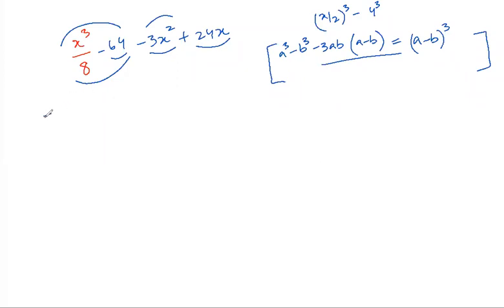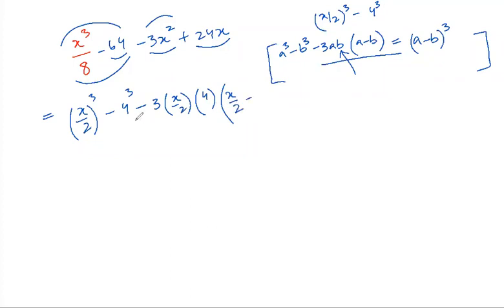So this thing can be written as x by 2 whole cube minus 4 cube, right? Minus 3 into a. So our a is x by 2 and what is our b? Focus here. What is your b, students? That is 4 into a minus b. A is x by 2 and your b is 4.